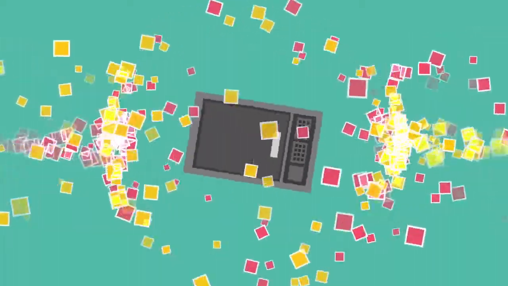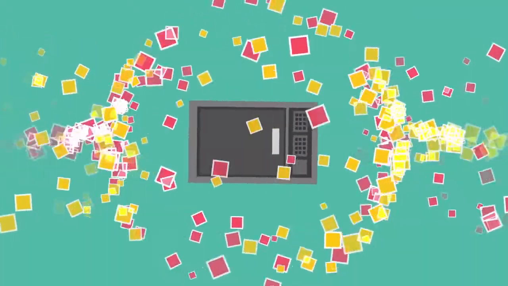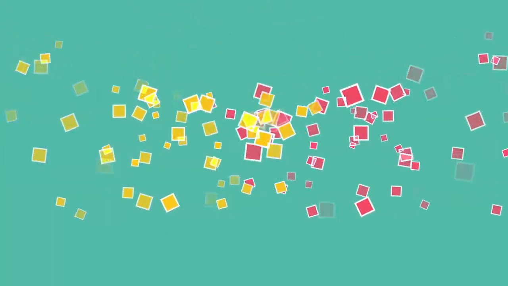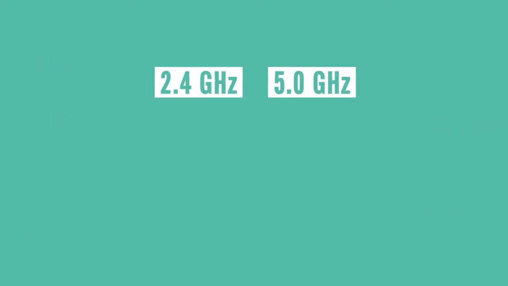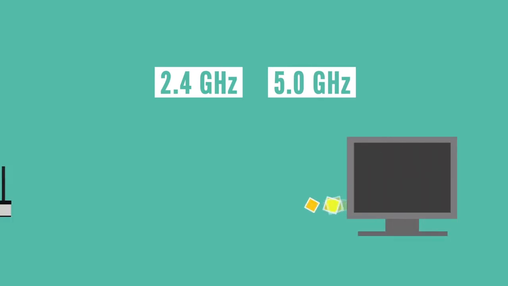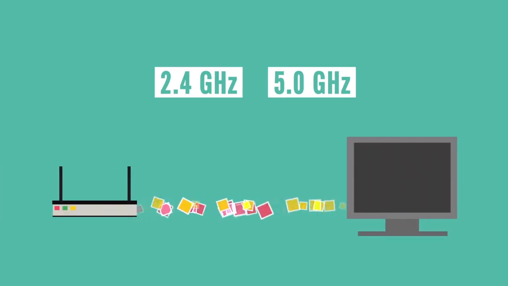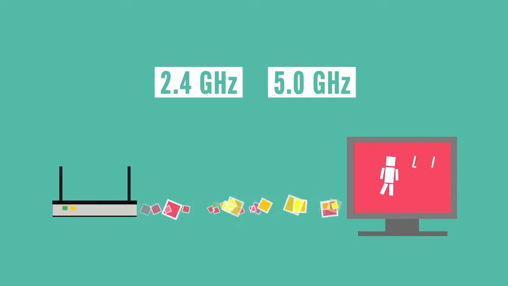Weirdly enough, the radiation emitted by your microwave oven can actually affect your Wi-Fi. So to avoid this as much as possible, Wi-Fi signals are transmitted at a certain frequency, either 2.4 or 5 gigahertz. These waves are sent back and forth between your computer and wireless router, allowing for you to be connected to the internet and watch videos like this one.